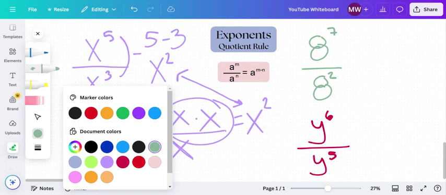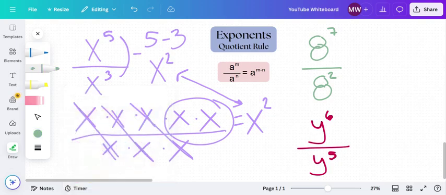So let's look at our next example. 8 to the seventh over 8 to the second. This is still a division problem. Our base is 8. This does not mean I should do 8 divided by 8 and get 1. 8 is our base. We're only looking at our exponents in this problem. If there was a coefficient out front, which we'll get to in a later video, then we would divide those numbers. But in this case, 8 is the base. We are not doing 8 divided by 8.